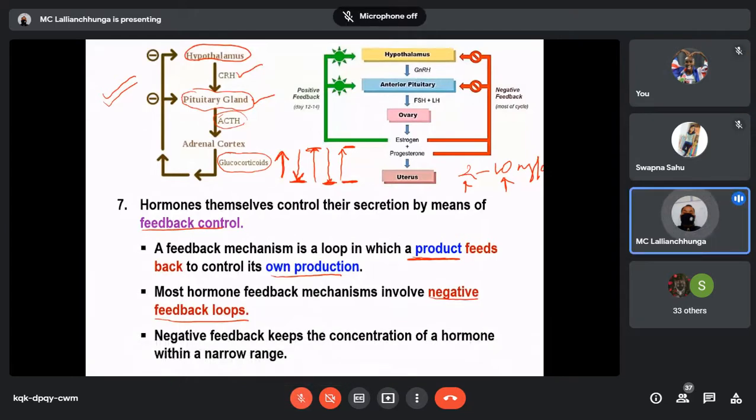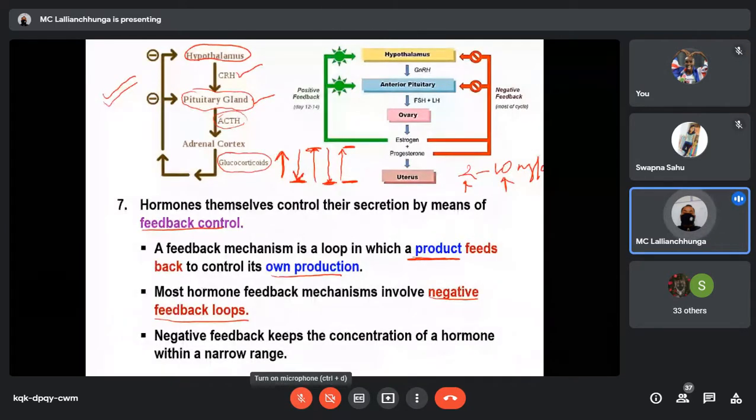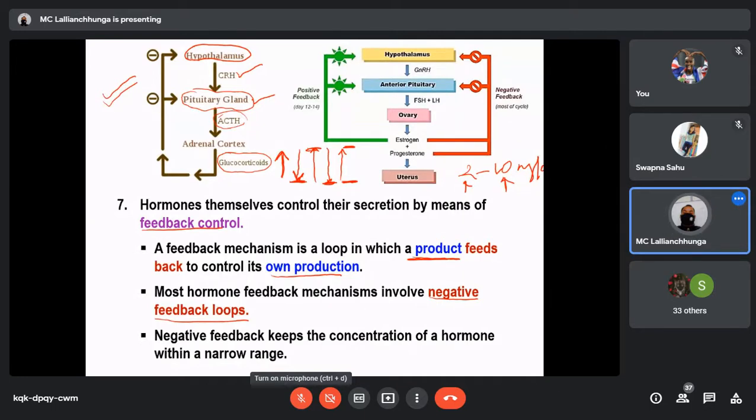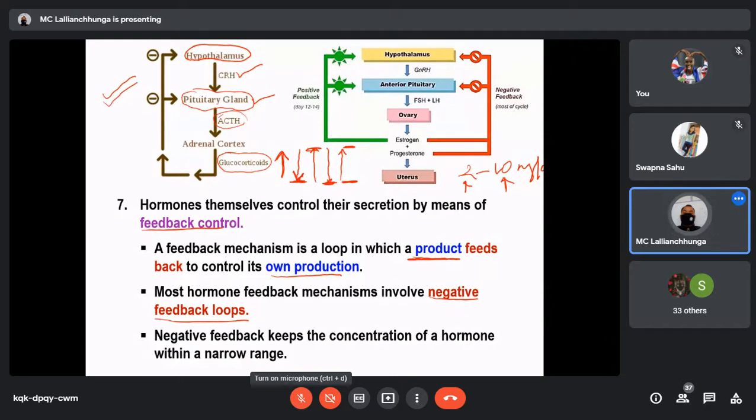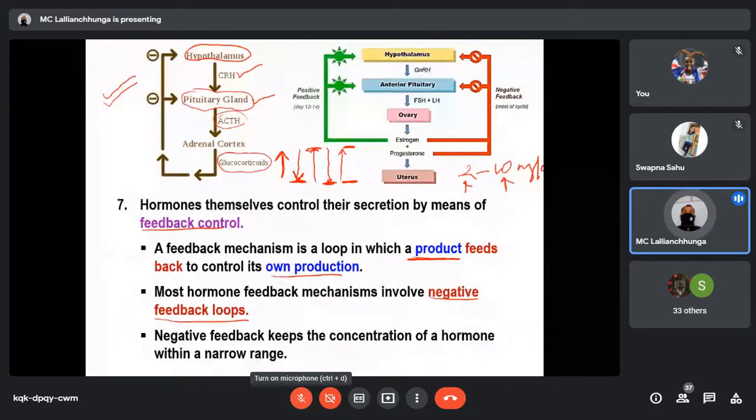Okay, so here you see negative feedback keeps the concentration of a hormone within a narrow range. That means a range will always be there. This is not only in the case of hormones. It is for all the other molecules in our blood. You already know the normal concentration of these molecules: sodium, potassium, glucose, all those. Not only the hormones.